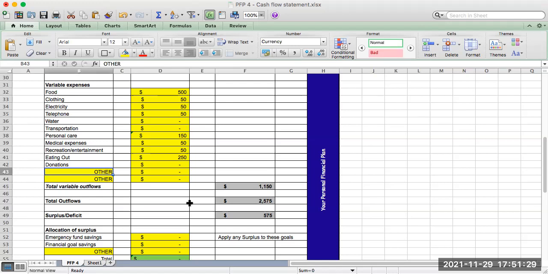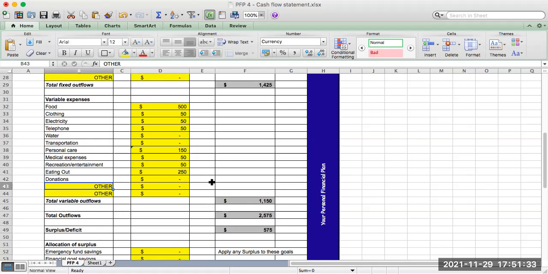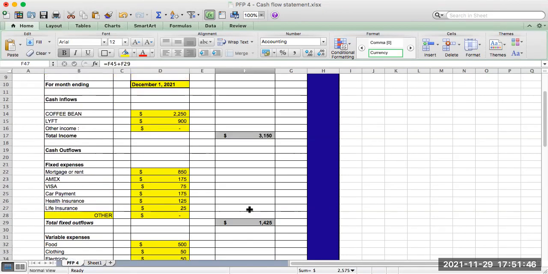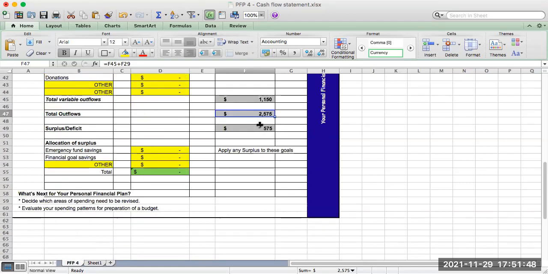I've been doing this now for myself for about 6 months, and it's kind of interesting. These are what we call variable outflows. Now, obviously, you're going to have to spend money on food, but how much really depends. So let's say here we have $11.50. So your total outflows are $25.75. Income is $31.50. Your surplus, hopefully you have a surplus, is $575.